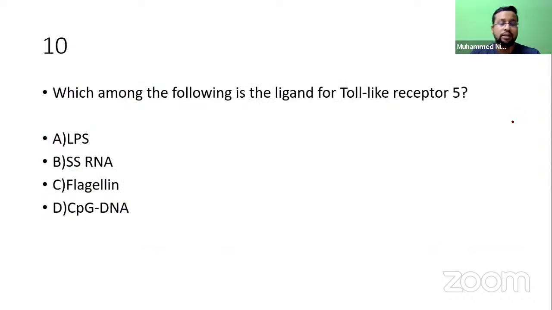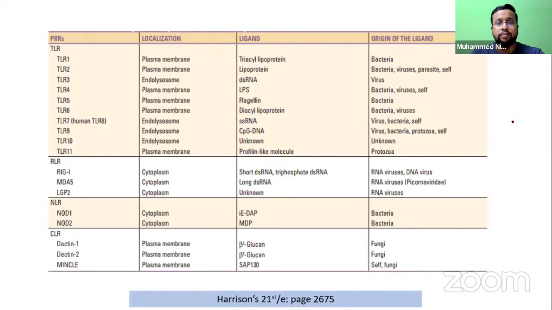Which among the following is a ligand for toll-like receptor 5? There was another question. I am not sure of the options, but I know that flagellin was one of them. Again, a question which is straight from Harrison.